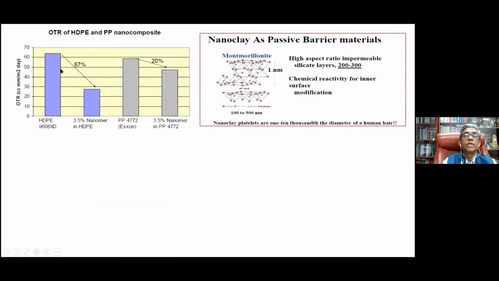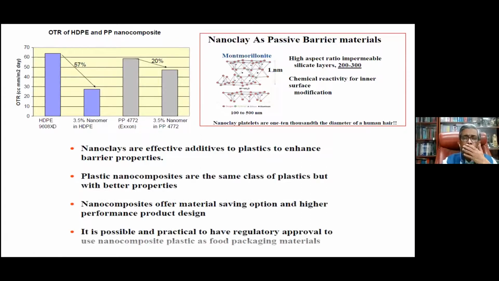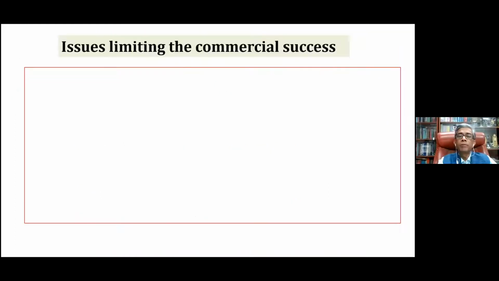And here also you can see a 57% improvement in oxygen transmission rate for polypropylene or polyethylene and nanoclay, and for different polymers, Exxon polymer has shown this much change. HDPE has shown this much, so 57% for polyethylene, 20% change for the polypropylene because of the structure which I've already shown. So it is known that they all have better properties, as I have shown.